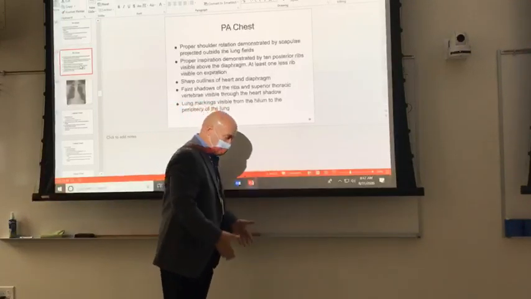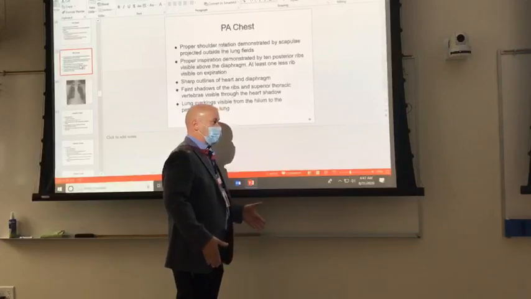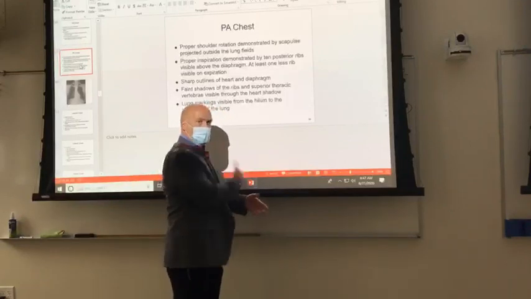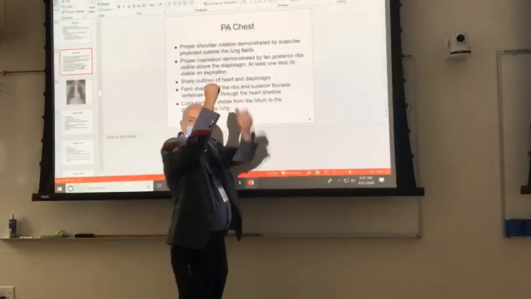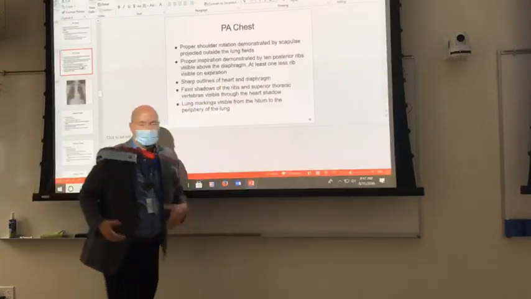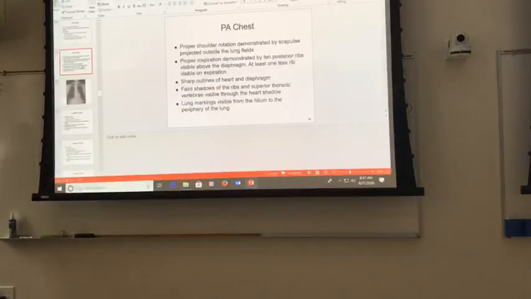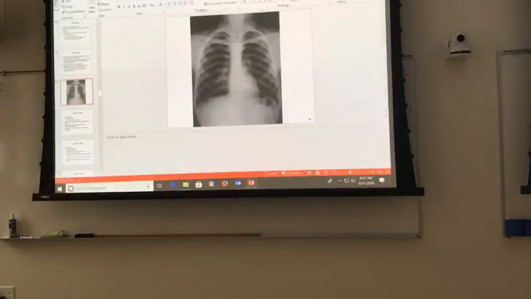Just have them put their weight evenly distributed on their feet. Put their shoulder up against the image receptor. Have them elevate their arms to keep the soft tissue off of the image. So PHS should look like that.